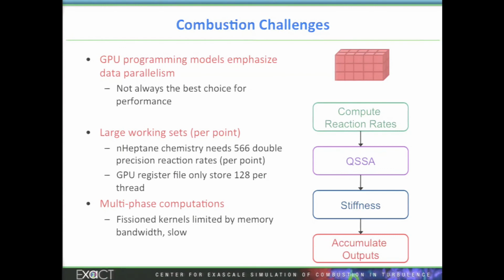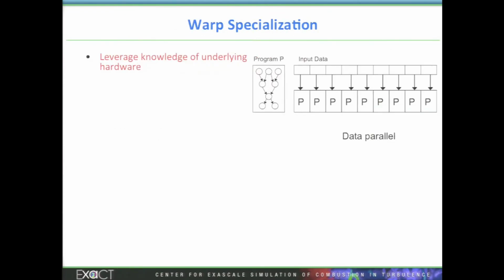Most GPU programming models emphasize data parallelism, and it's not always the best choice for performance. In this particular case, we have a large working set size per point because of the chemistry, where it requires something like 600 double precision reaction rates per point, whereas the GPU register files on a chip only hold 128. And so we would have register spillover and all sorts of memory contention if we were to fission this fast kernel, right? So we don't want to fission the kernel, but we want to come up with a better way to make use of the GPU.